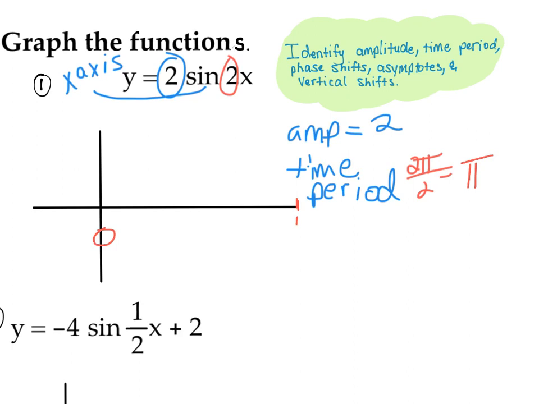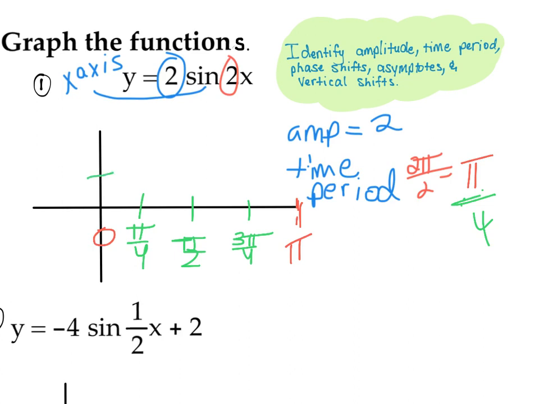Now I have to figure out my little tick marks in between, correct? So I'm going to take my whole time period and divide it by 4 pieces. So each little tick mark is worth pi over 4. So my first tick mark is at pi over 4. My second tick mark is at 2 pi over 4, which is pi over 2. Good. My third tick mark is at 3 pi over 4. And my last tick mark, you can always check, is at 4 pi over 4, which is just pi.